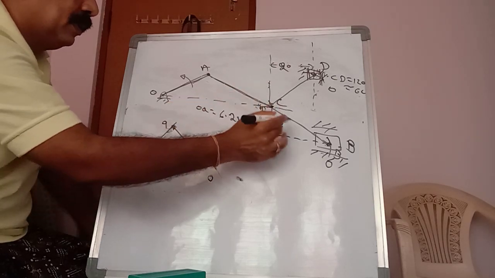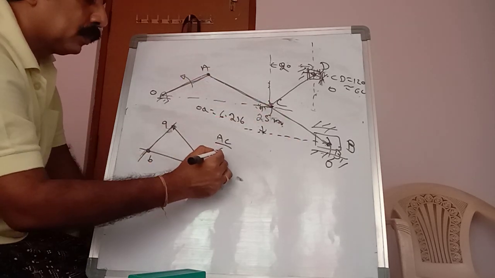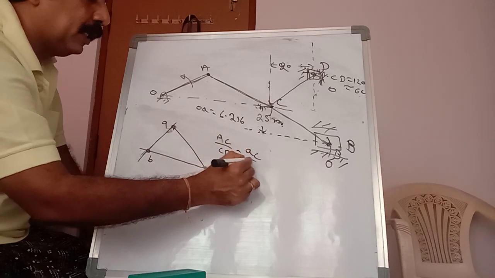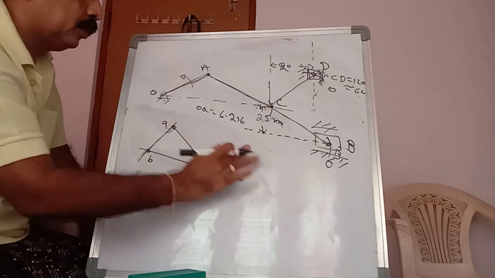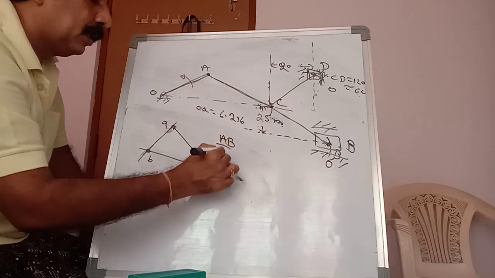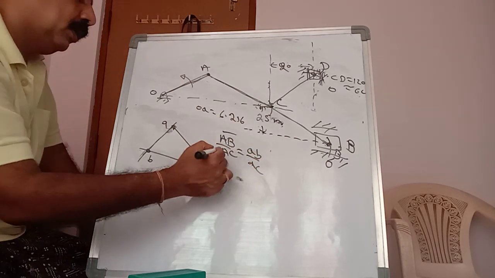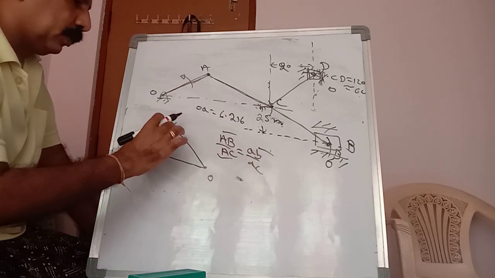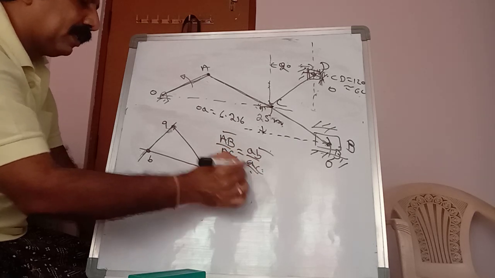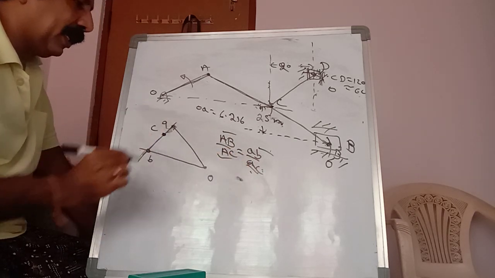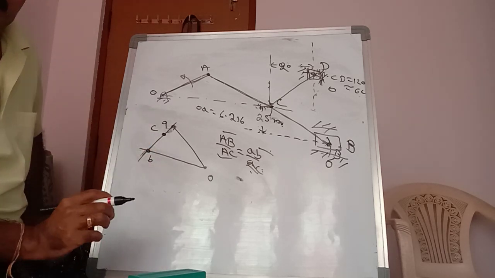So how to find C? Same, the rule of fractions: AC by CB is equal to small AC by small CB, or you can use AB by AC is equal to small AB by small AC. In that, capital AB is known, AC is known, small AB is known. So you can find out C. Measure the AC length, and the same length you can measure here. You can get the point C. So we found the point C.